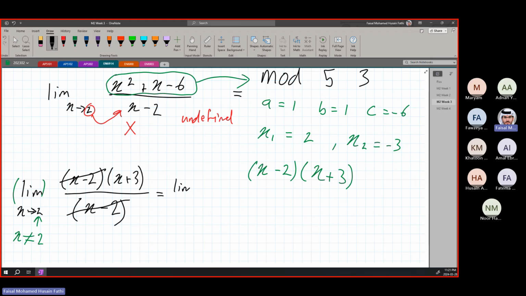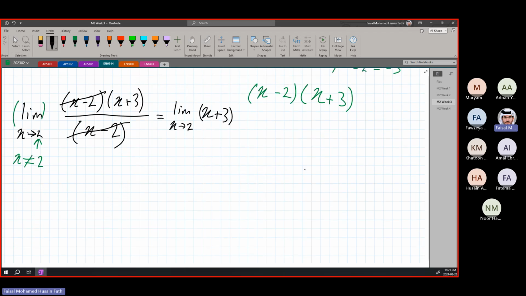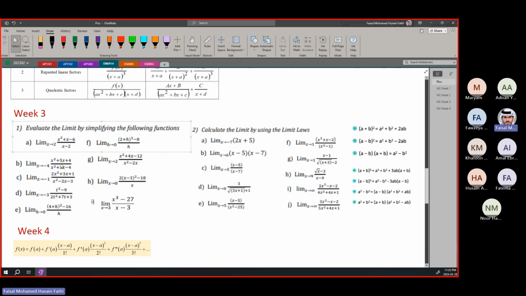So we take the limit of x as it goes to 2 of x plus 3. Good, and the answer is, if we substitute now, we can substitute 2 into the x. So the answer is going to be 2 plus 3, which is simply equal to 5. And this is the limit of the function. Okay? Very simple, very straightforward. You just need to make sure that you know how to do the factoring part and you will be fine. Let's solve another one.